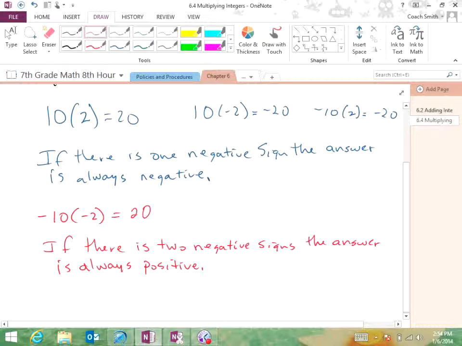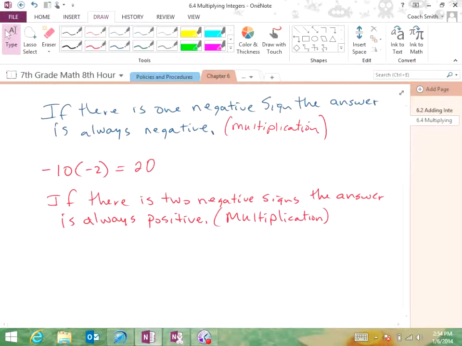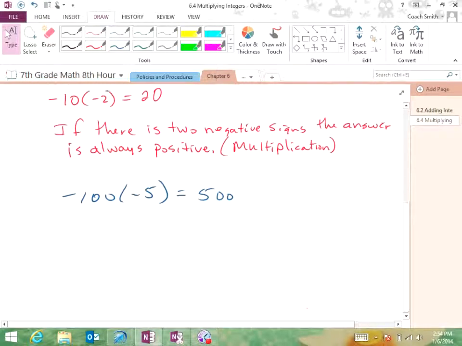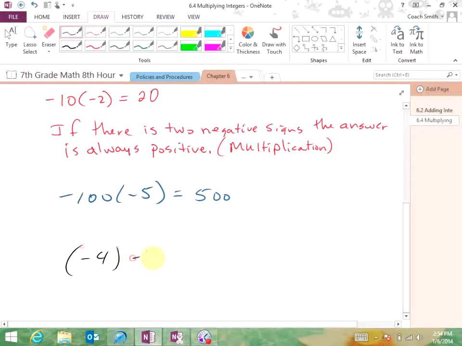Let's remember though, we are talking about multiplication. This is for multiplication. So it doesn't matter, once again, it could be any number, negative 100 times negative 5. That's equal to a positive 500. Now, let's say, for example, they give you three numbers. Doesn't matter. Negative 4 times negative 4 times negative 2. It doesn't matter because you can only do two of them at once.